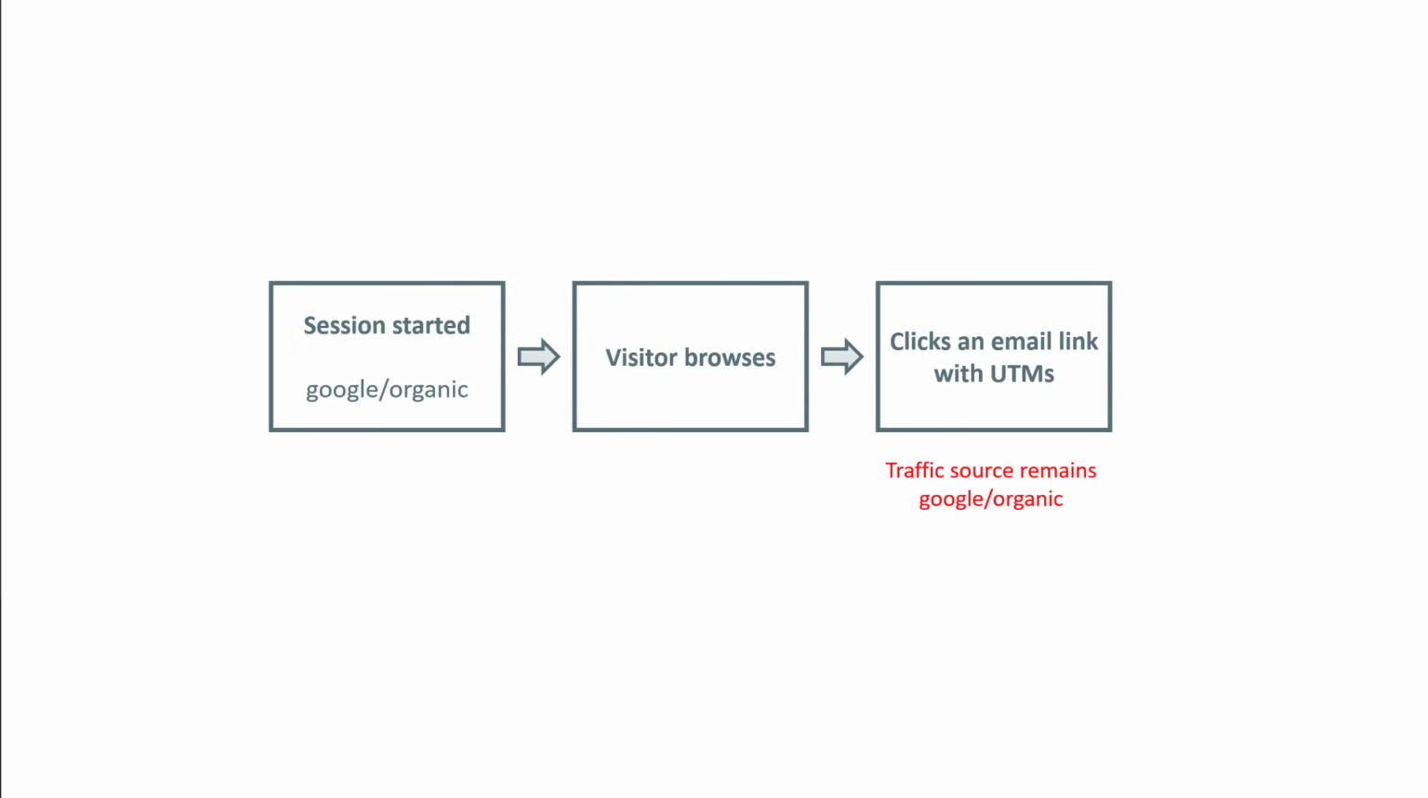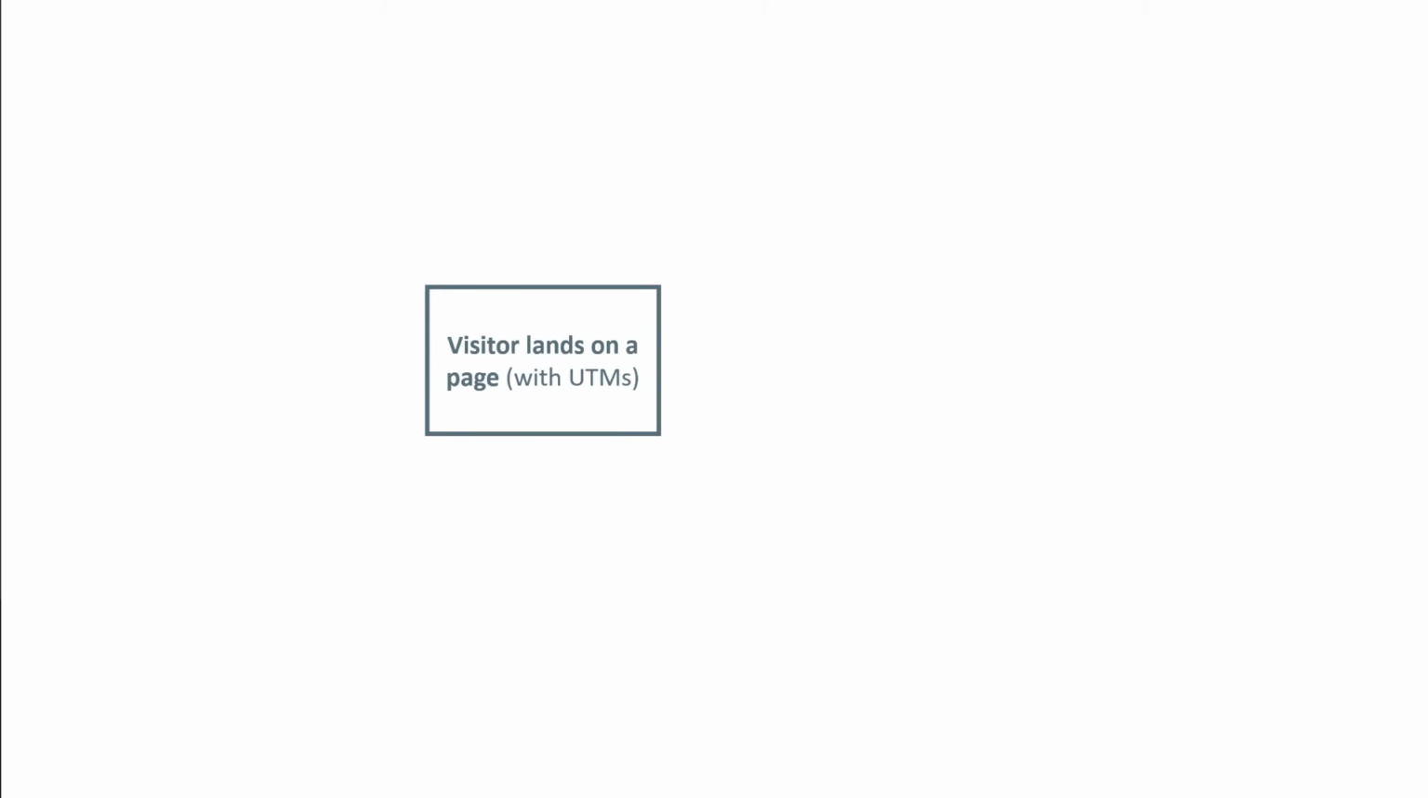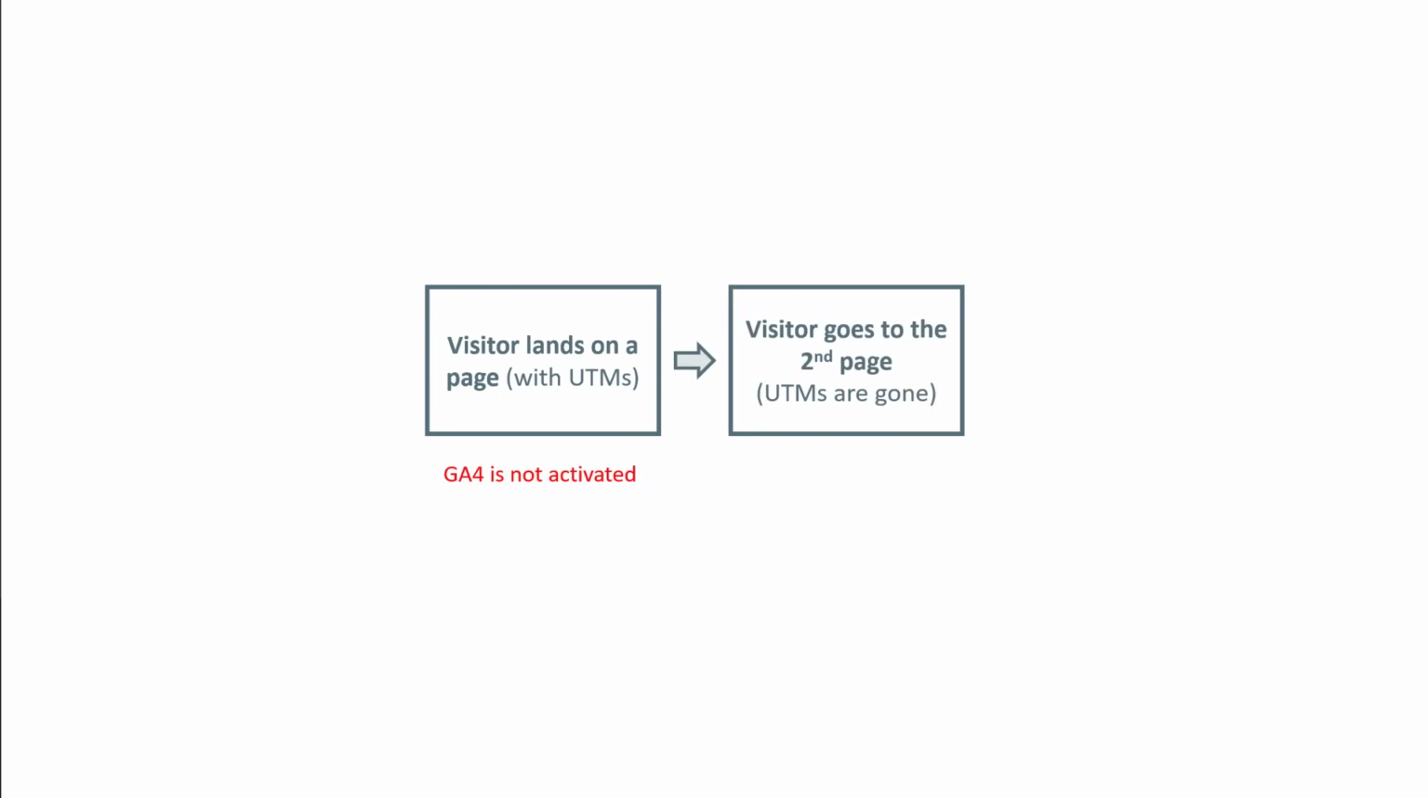Then another tip might sound silly, but it's still worth checking. So maybe when the visitor lands on your landing page, that landing page does not have Google Tag Manager installed, or maybe it does not have Google Analytics installed. So if a visitor lands on a site and the URL contains UTMs, but for some technical reason, the GA4 tracking code is not activated, and when the visitor goes to the next page where for another reason GA4 is activated, UTMs are already gone. So Google Analytics will not be able to attribute this session to the original UTMs.